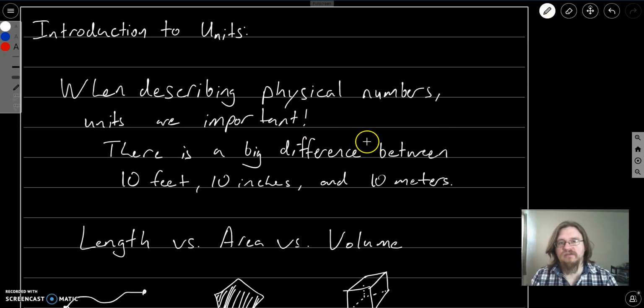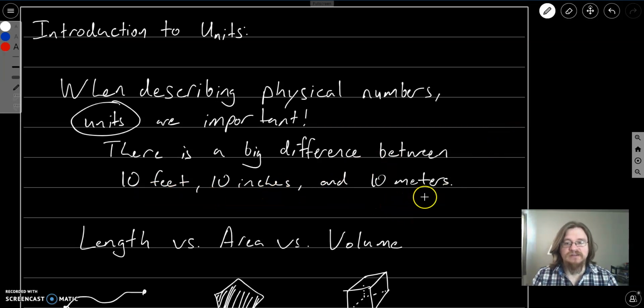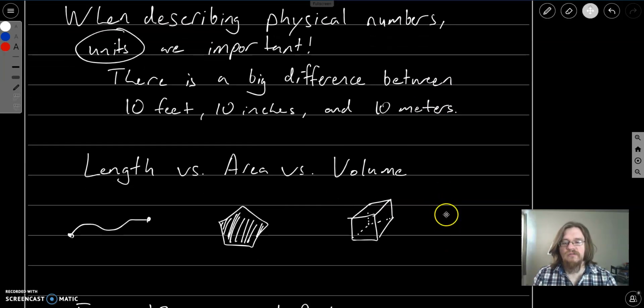When we want to describe something physically using numbers, units are very important. For instance, there's a big difference between 10 feet, 10 inches, and 10 meters. 10 meters being super long, 10 inches being less than 1 foot. If I gave my weight in pounds versus kilograms, I'd be giving two different numbers. So if I say, oh, I'm 10 tall, well, 10 what? 10 inches is very different from 10 feet. So units are very important.